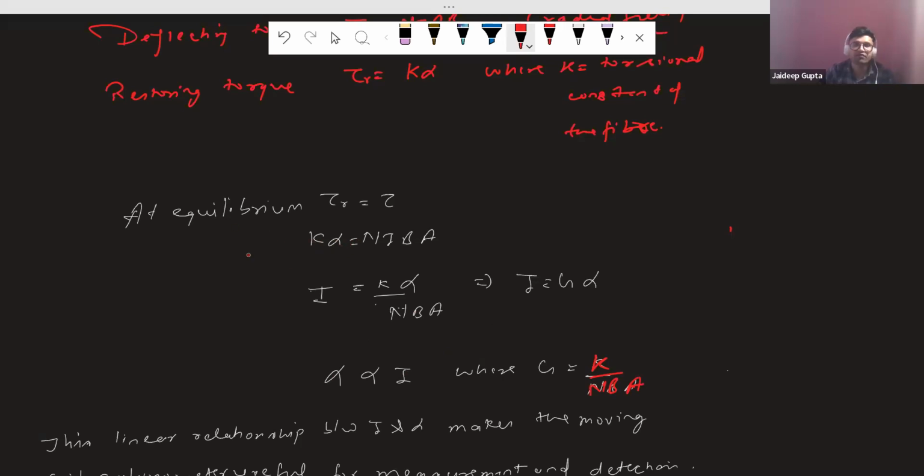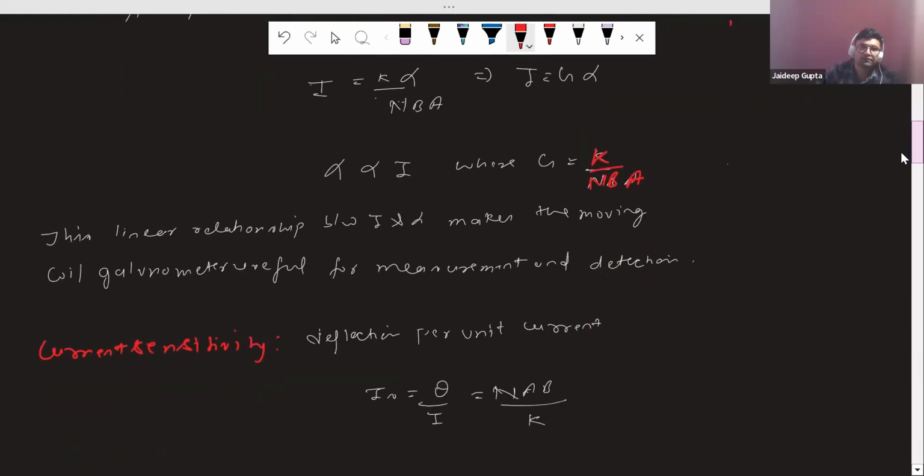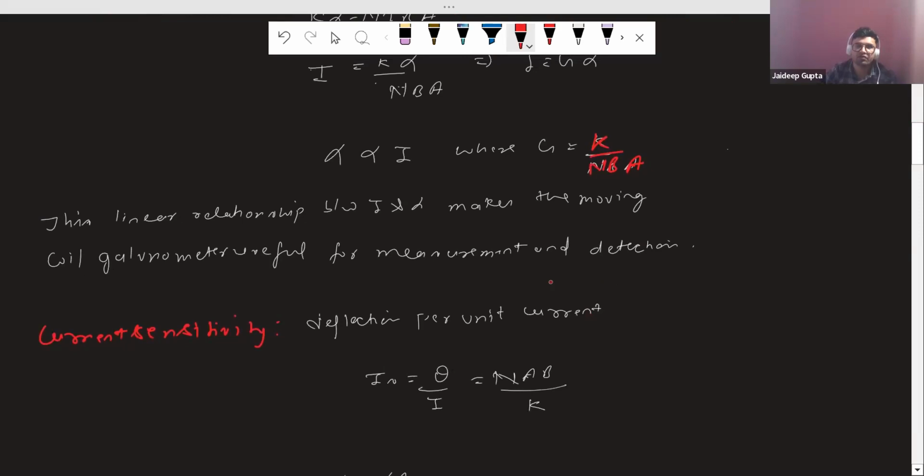So the galvanometer is basically a device to detect current, and its principle is that a current carrying coil placed in a magnetic field experiences a torque. There are two types of torque. First is the deflecting torque, NIBA, where theta is 90 degrees because the field is radial. Restoring torque is K times alpha, where K is the torsional constant of the fiber. At equilibrium, when the needle stops, restoring torque equals deflecting torque. If you equate them, you get alpha directly proportional to I. This makes the moving coil galvanometer useful for the detection of current.